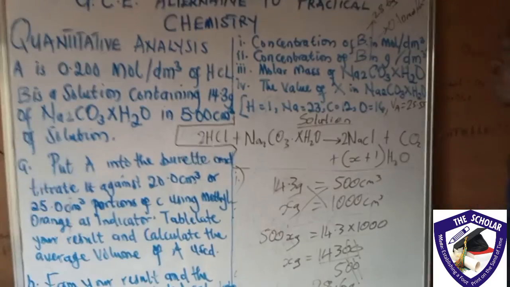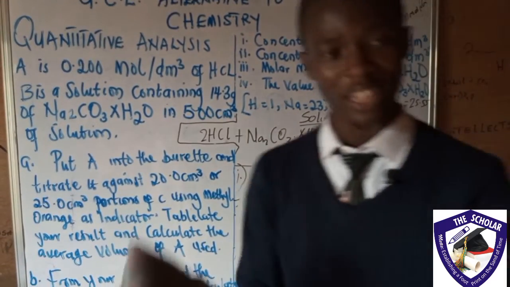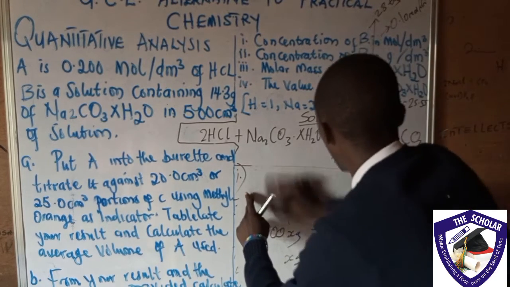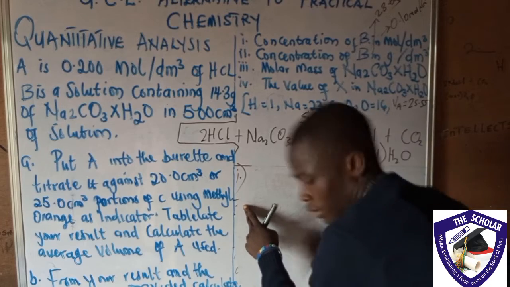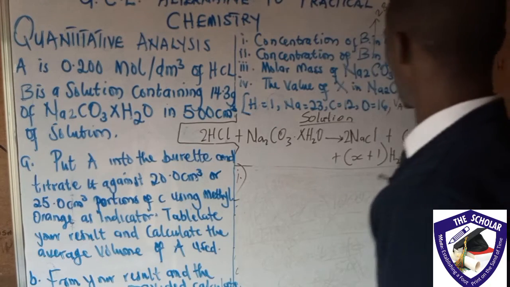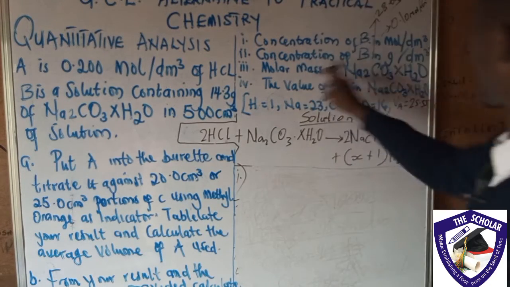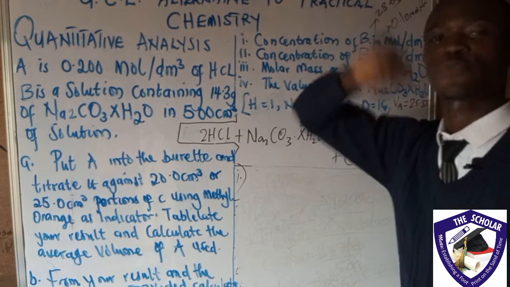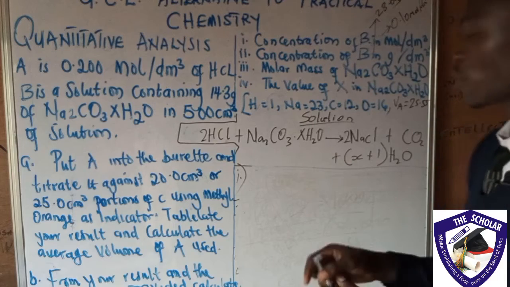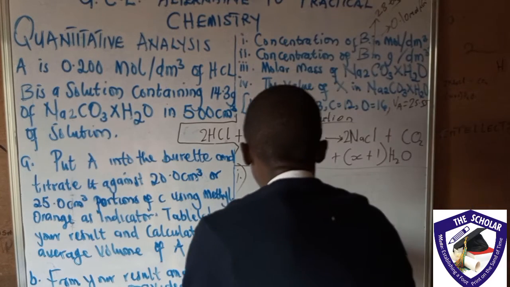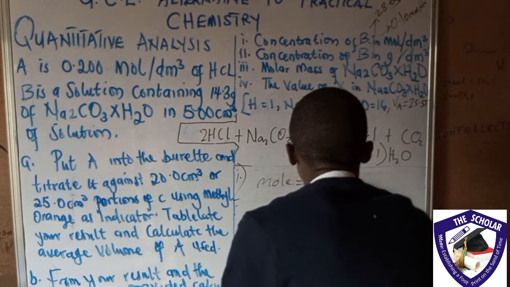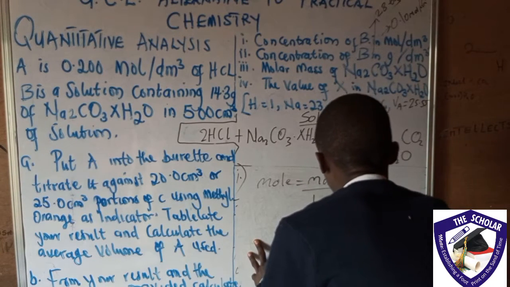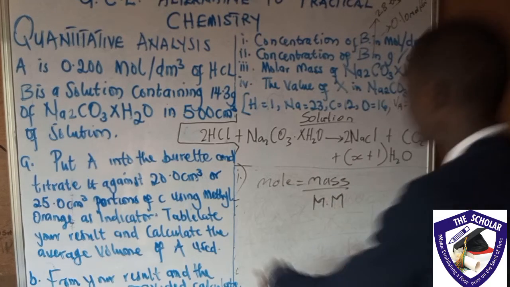Now let's calculate the molar mass. Now we want to calculate the molar mass of Na2CO3.xH2O. Now we are going to use the first formula I mentioned earlier, which is mole equals mass over molar mass. Our mole equals mass over molar mass.